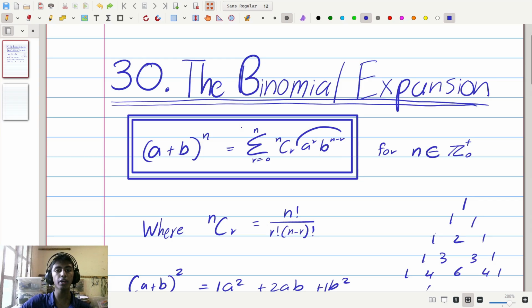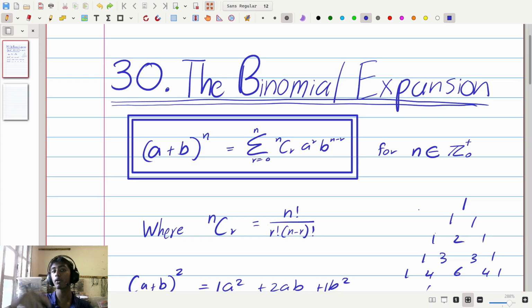Note that if you consider adding the two powers of a and b here, r plus n minus r is equal to n, meaning that the sum of the two powers of a and b in this expression will always be equal to n. If we consider the variation of r and the variation of these two terms, we can see that r goes from 0 up to n, meaning that the power of a goes from 0 up to n.